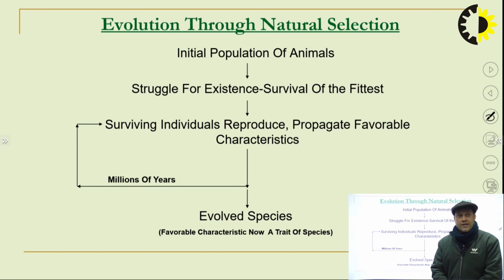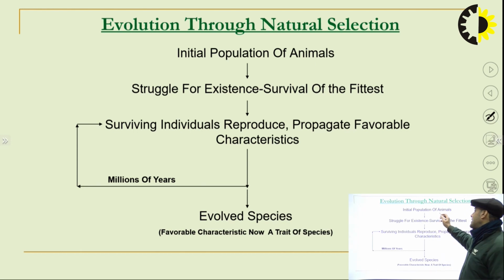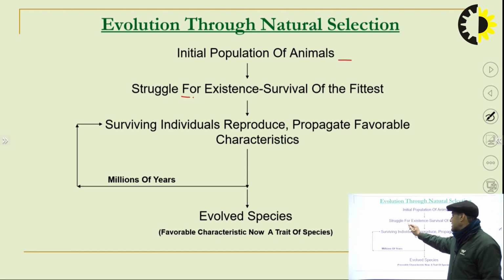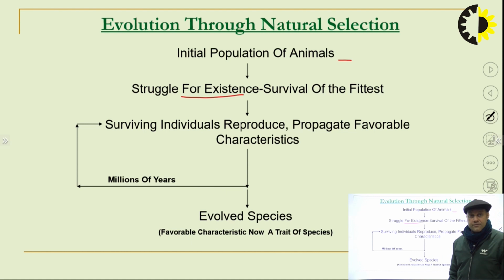Initially, we have an initial population of animals. Each animal is trying to survive as the fittest, according to Darwin's principle. There is a struggle for existence, survival of the fittest. That population is trying to survive.